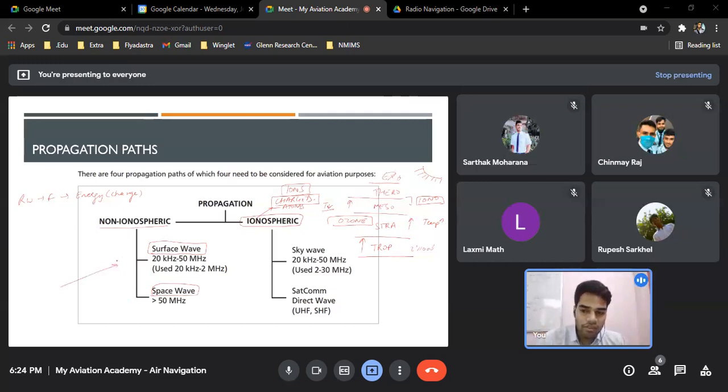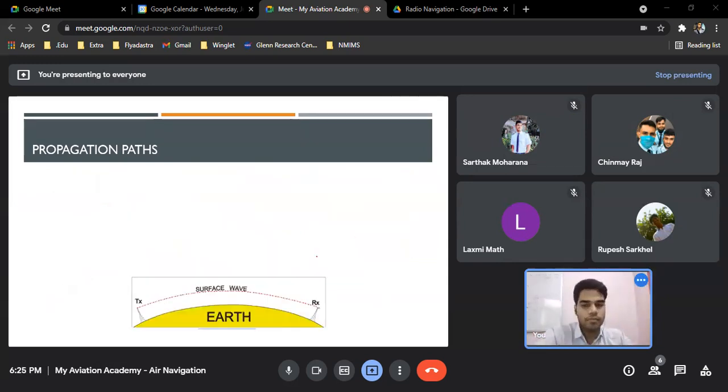If I have an aircraft, this is my aircraft, and this is the ground. If I'm sending out a direct signal, that is a space wave. We have a different slide for it, so don't worry, this is just an introduction. Then we have the sky wave. We will not discuss SATCOM because this is for satellites. Sky waves are what we're going to discuss in the ionosphere. Let's go ahead and start one by one.